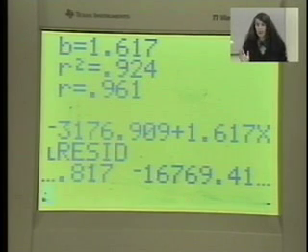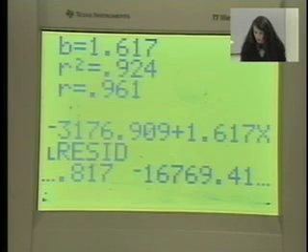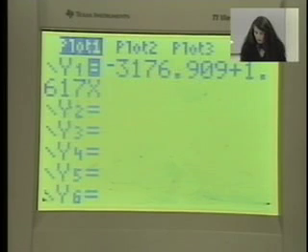Well, I'm going to try something I haven't tried before. First thing I'm going to do is clear out my screen. Now press y equals. Notice the equation we have pasted in there. That's the regression line, or the least squares fit line.